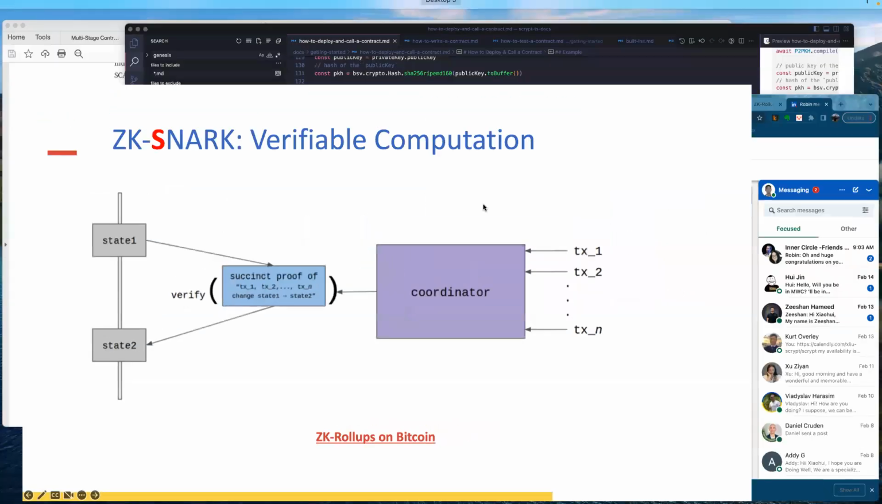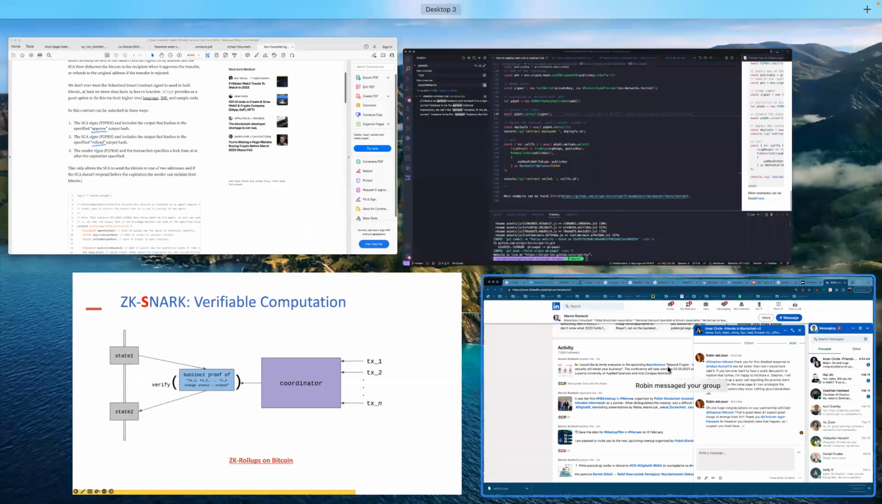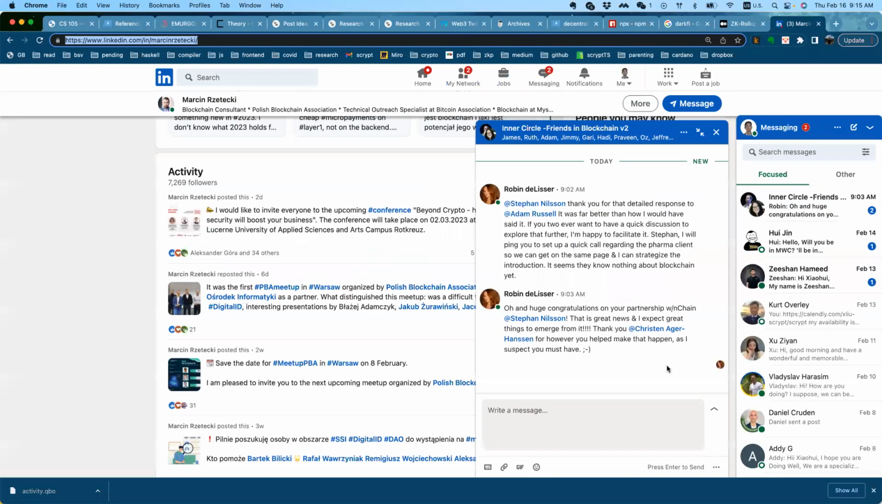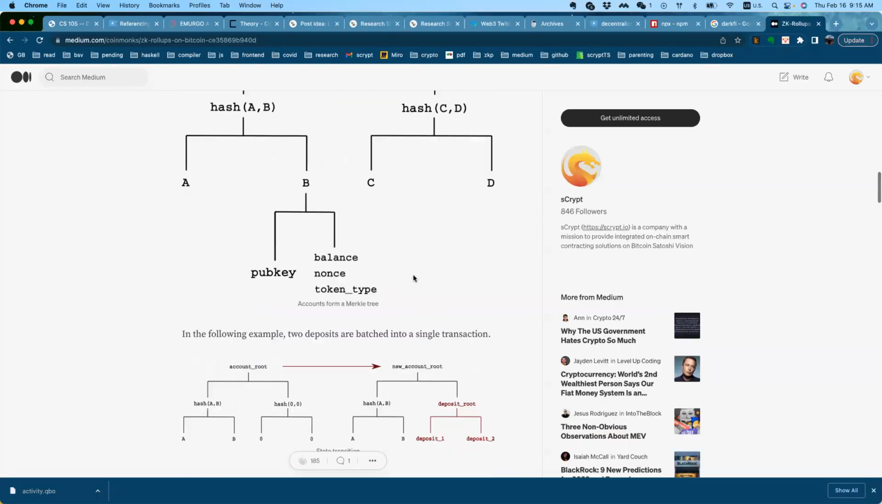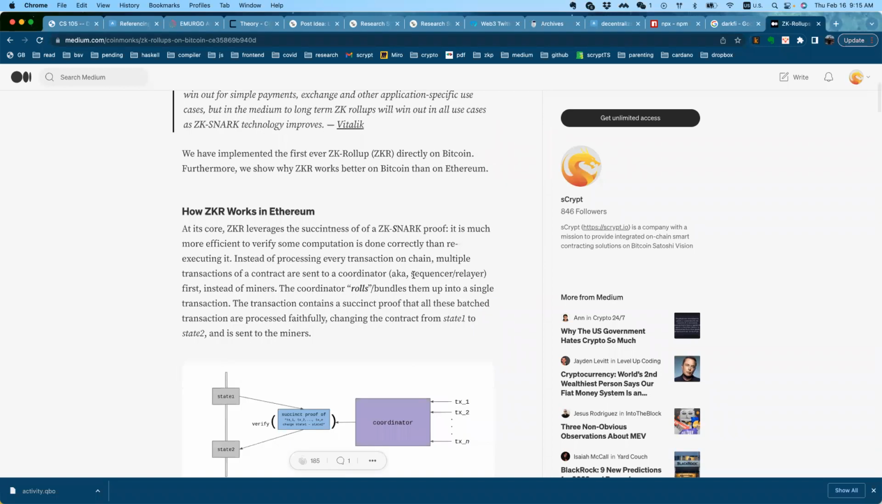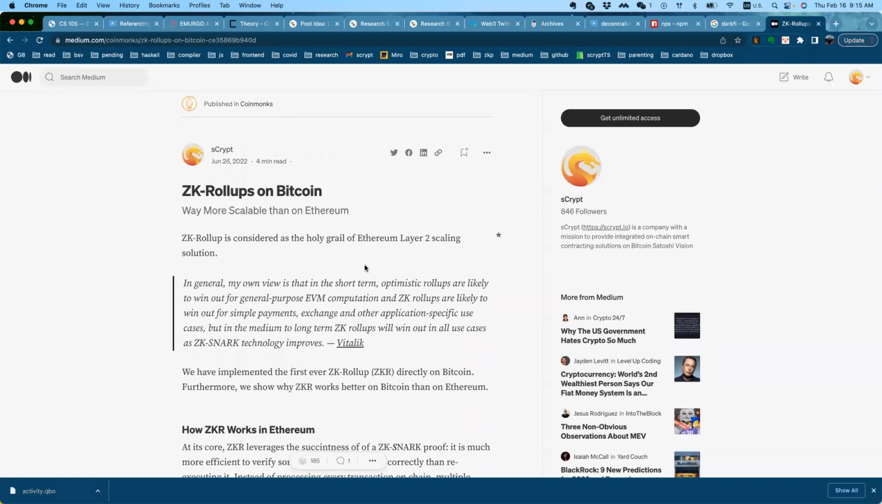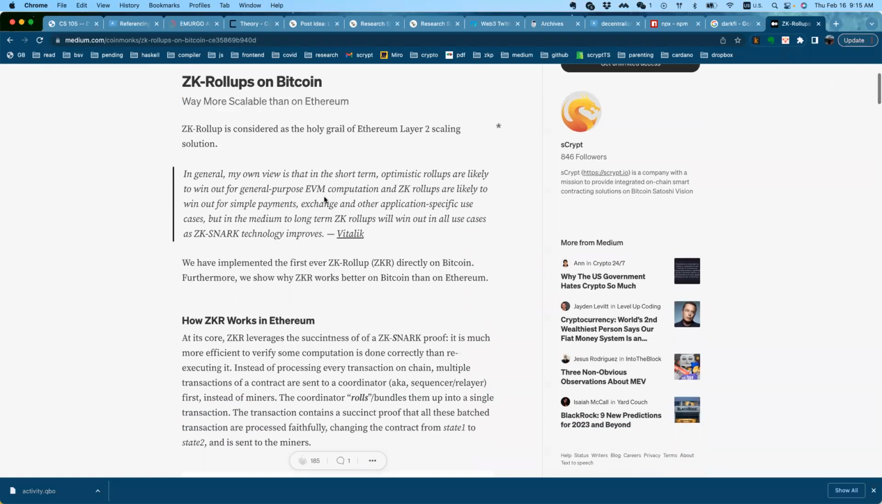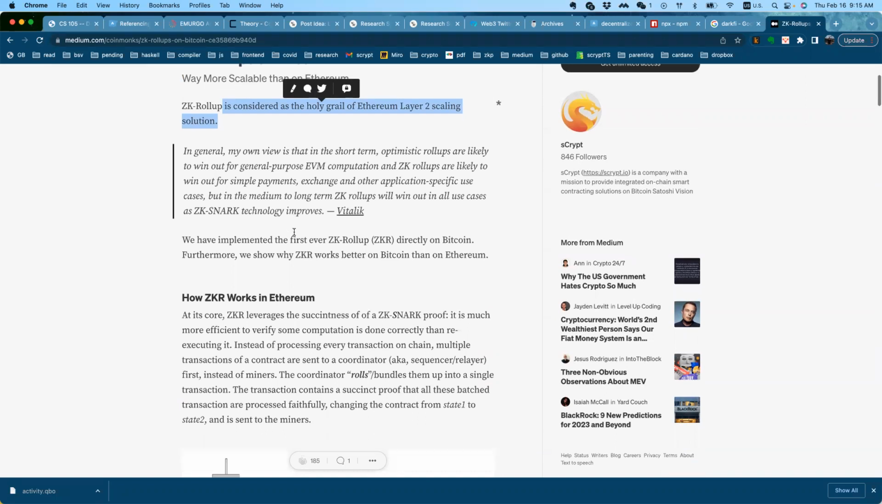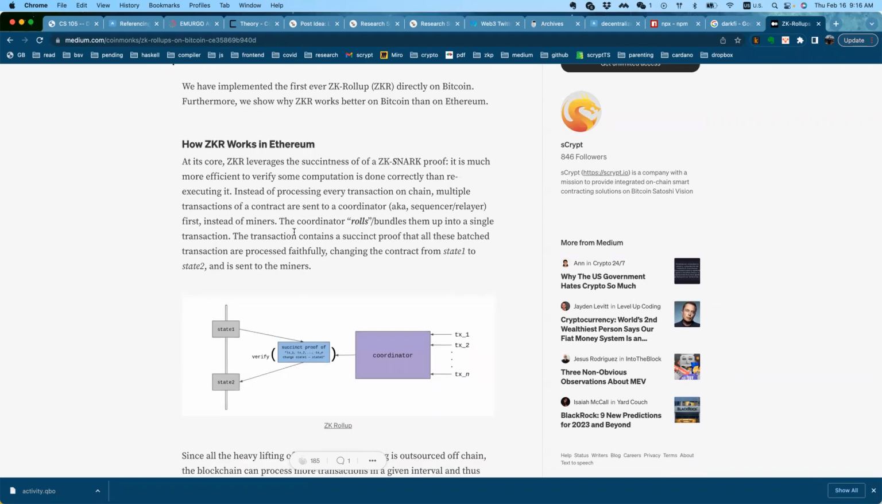Let me go into more detail here. Can you see my browser? Yep, we can see it. So basically, we implement the zk rollup natively on Bitcoin. This is almost like the holy grail, the number one scaling approach. It's not sharding anymore for whatever reason, or Casper. Yeah, that's been going on forever.